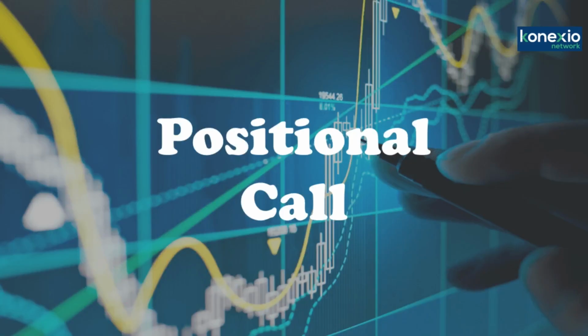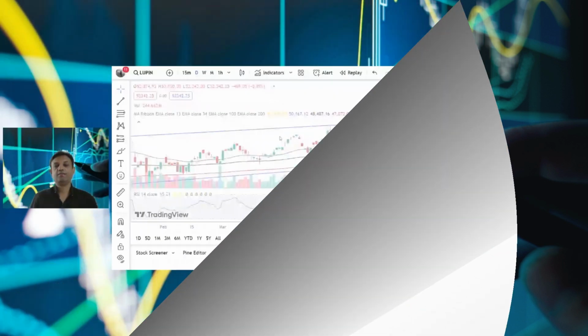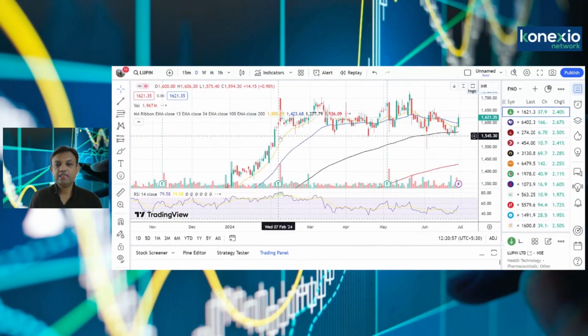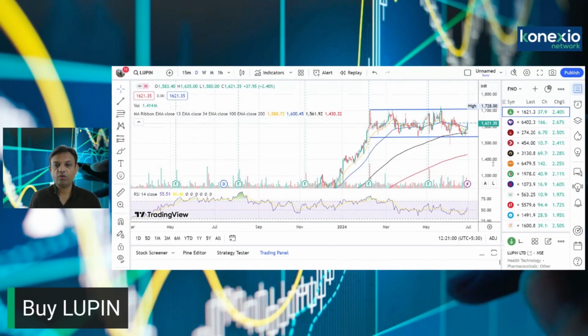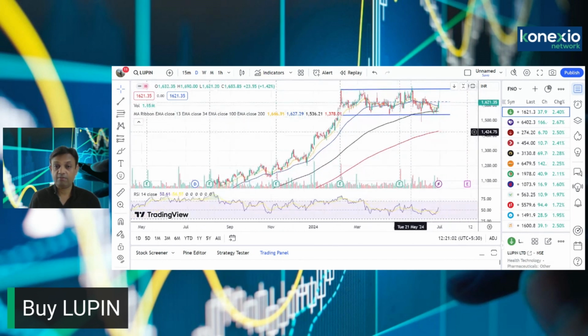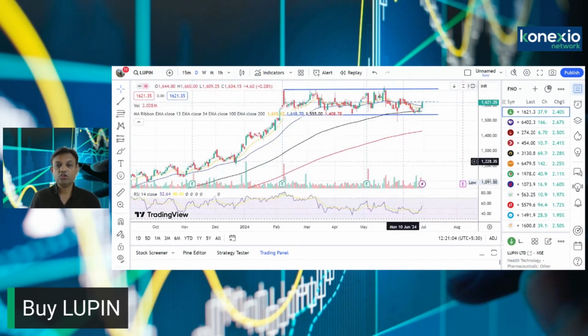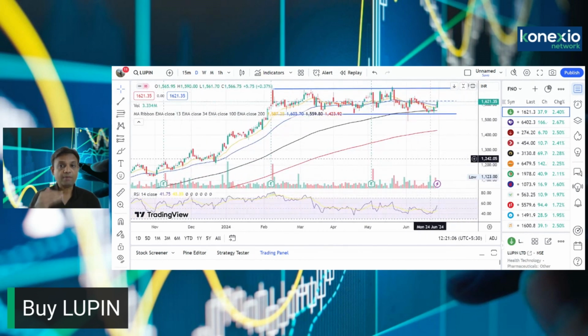Now friends, let us come to the final segment of our show, which is the positional call. I identify one stock from the pharma sector. The name of the stock is LUPIN. Let me take you to the Nifty LUPIN daily charts. Now you can clearly see LUPIN has been consolidating for a while, maybe for the last 3 months. You can see it is consolidating in a flag pattern, and it is on the verge of a breakout.